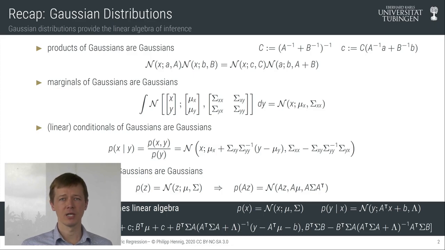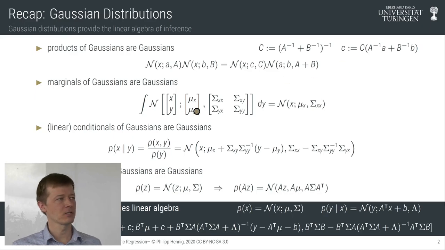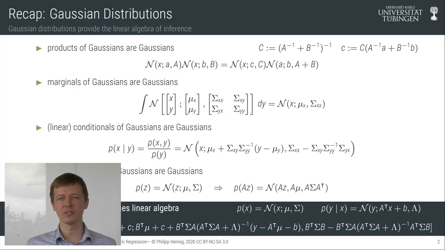Marginals of Gaussian distributions are Gaussian distributions. And that's convenient in particular because the marginalization operation is very straightforward. It amounts to just selecting subsets from a vector and a matrix. Therefore, this operation provides an implementation of the sum rule in the Gaussian family.